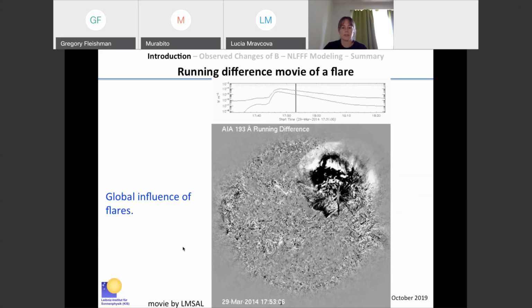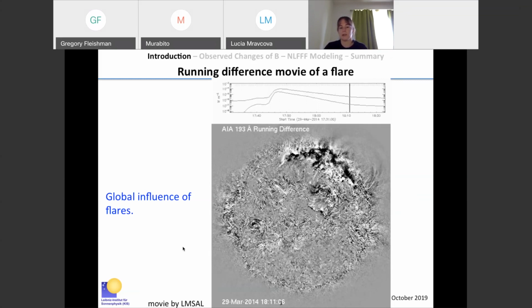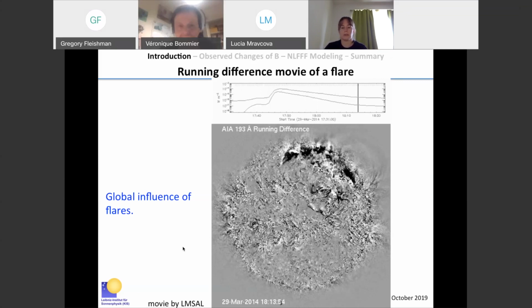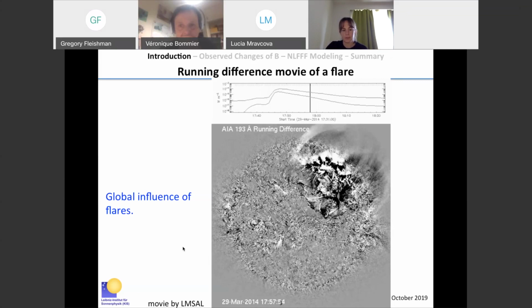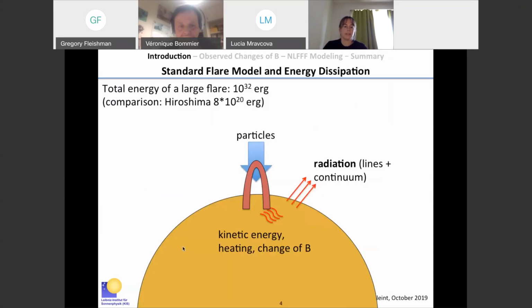And the interesting thing is, what is exactly happening locally? How is the magnetic field really changing where the flare is happening? In the simple picture, we have particles coming down along the loops. And these particles need to lose their energy somehow, because within a few minutes, a flare releases 10 to the 32 ergs, more or less. This energy has to be dissipated, and we know most of it is dissipated by radiation. Radiation meaning continuum enhancements, spectral lines.